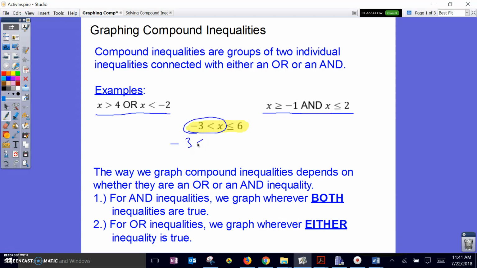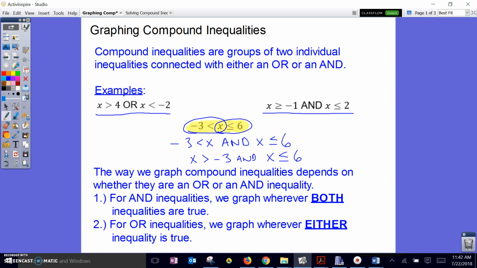It actually represents these two inequalities: negative 3 is less than x, and x is less than or equal to 6. If we think about this, we can flip this first inequality into the normal form with the variable on the left-hand side. What that means is x is greater than negative 3 and x is less than or equal to 6.